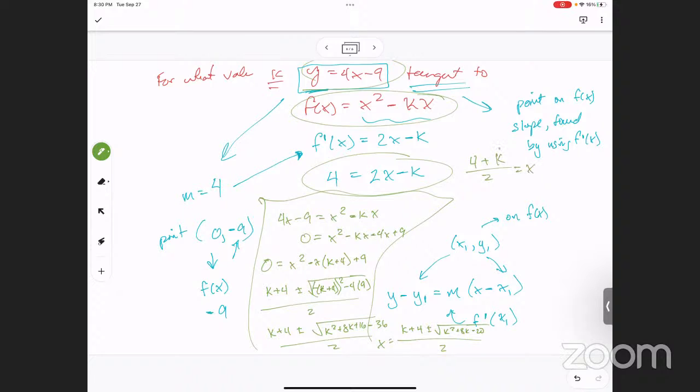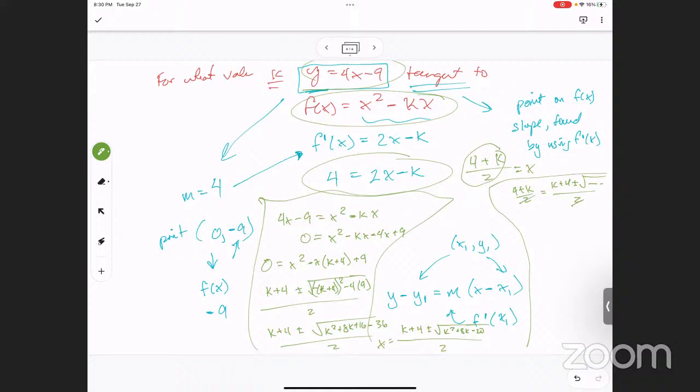And so if I plug this in to here, if I set them equal to each other, then I can try to solve. Again, I'm running out of room, so let me do it over here. Now I'm going to set that equal to that. So 4 plus k over 2 equals k plus 4 plus or minus the square root of that mess all over 2. So let's just multiply both sides by 2. So that gets rid of that.